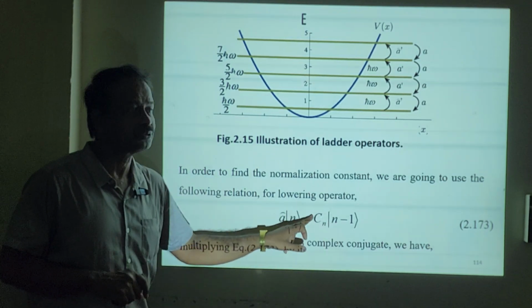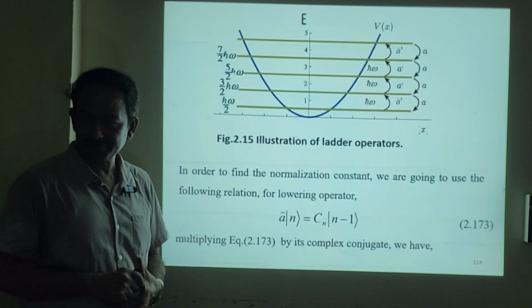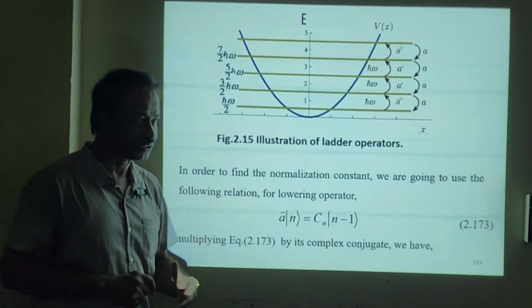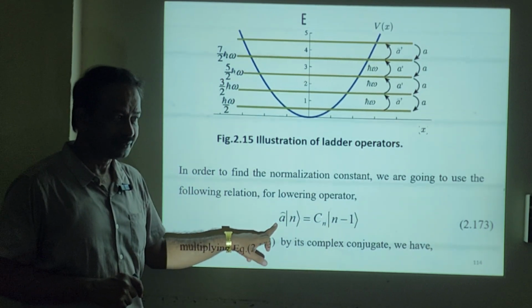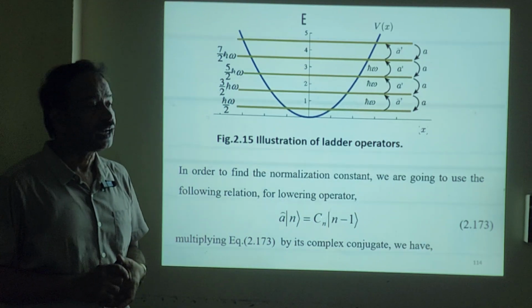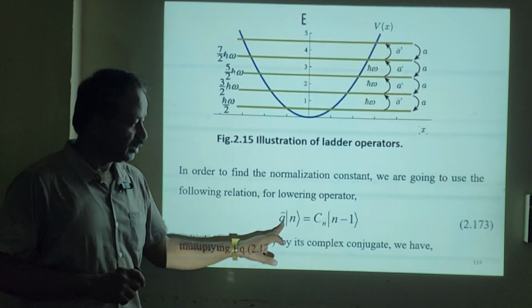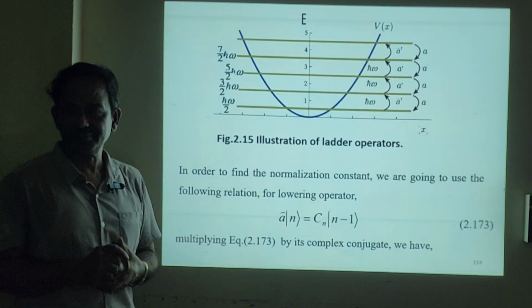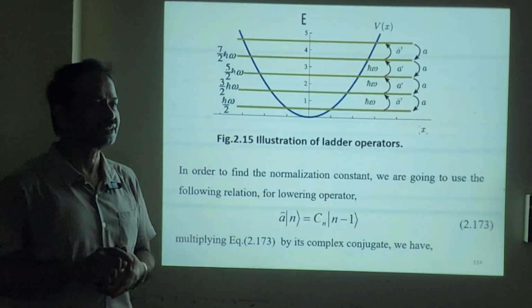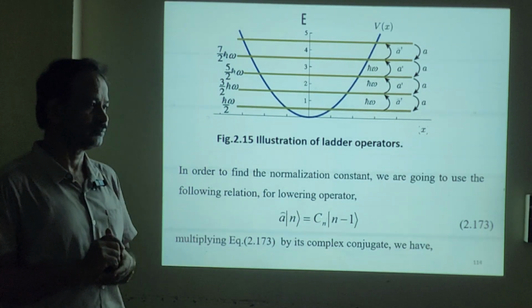We are going to calculate now Cn. This is the eigenvalue equation for a on ket n, the eigenvalue equation for the annihilation operator. But Cn we are going to calculate now. Cn is a normalization constant. We are going to get the value for Cn now.